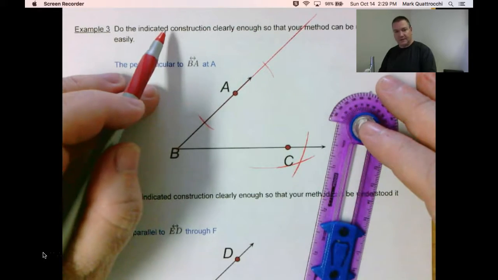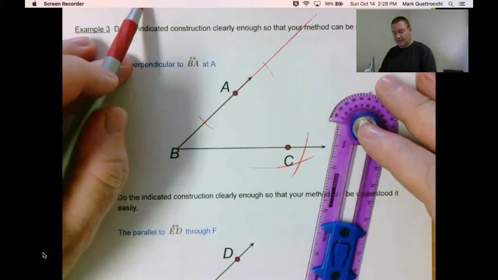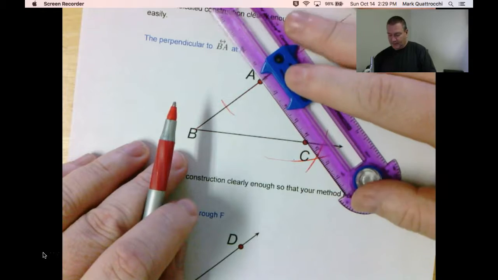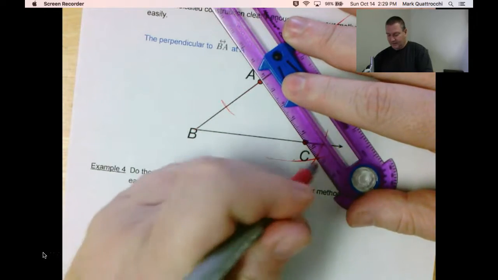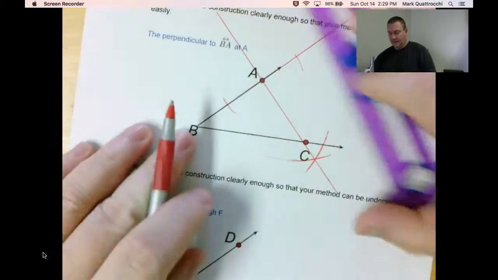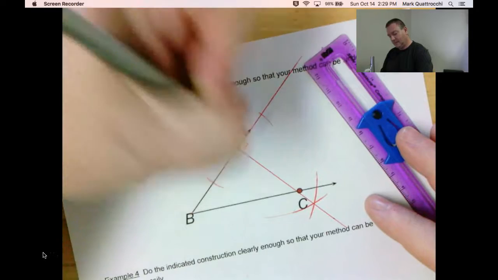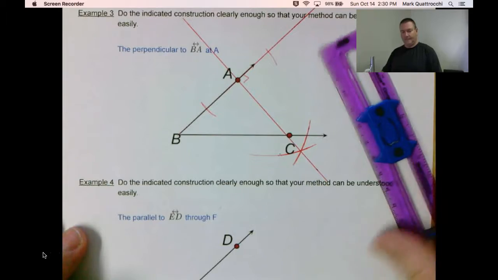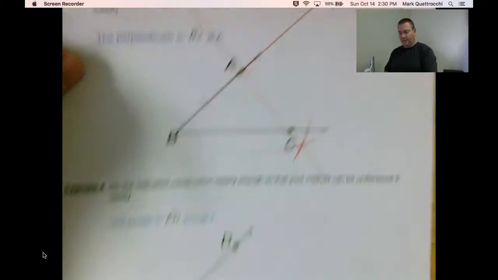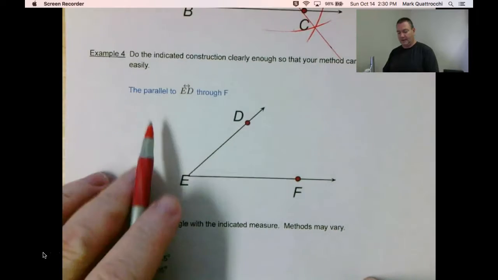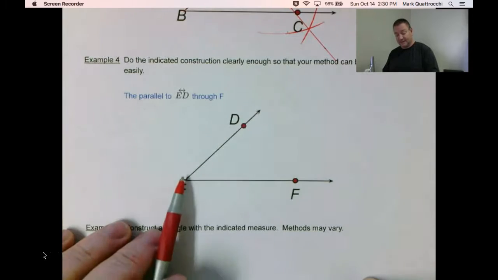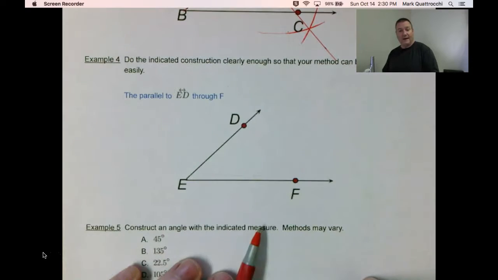And I don't need to do the arcs up here as well, because I don't need to connect the 2 arcs. I just need to connect these arcs to point A, because I already have my point A to use. And there is my perpendicular to BA through point A. Okay. Example 4. We're going to draw a parallel through ED, parallel to ED through point F.